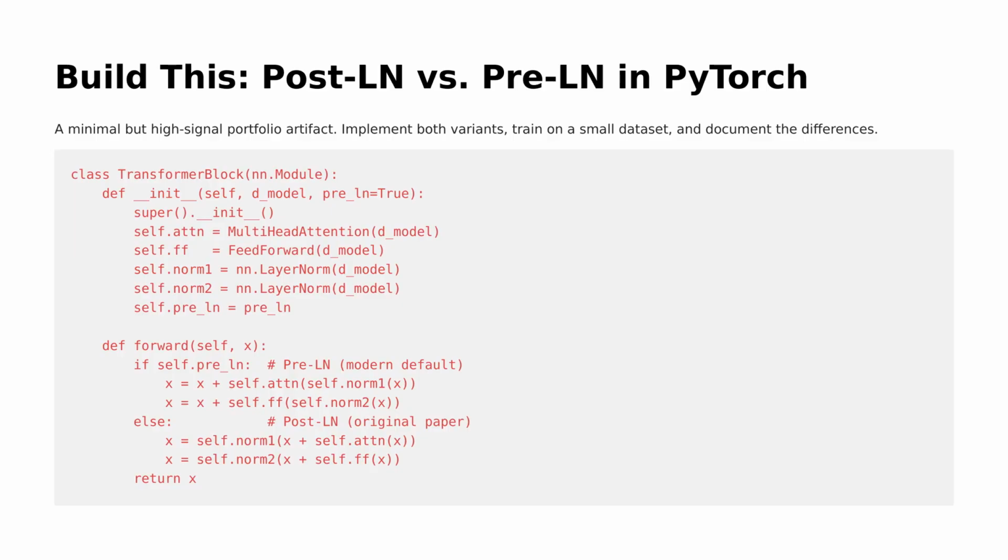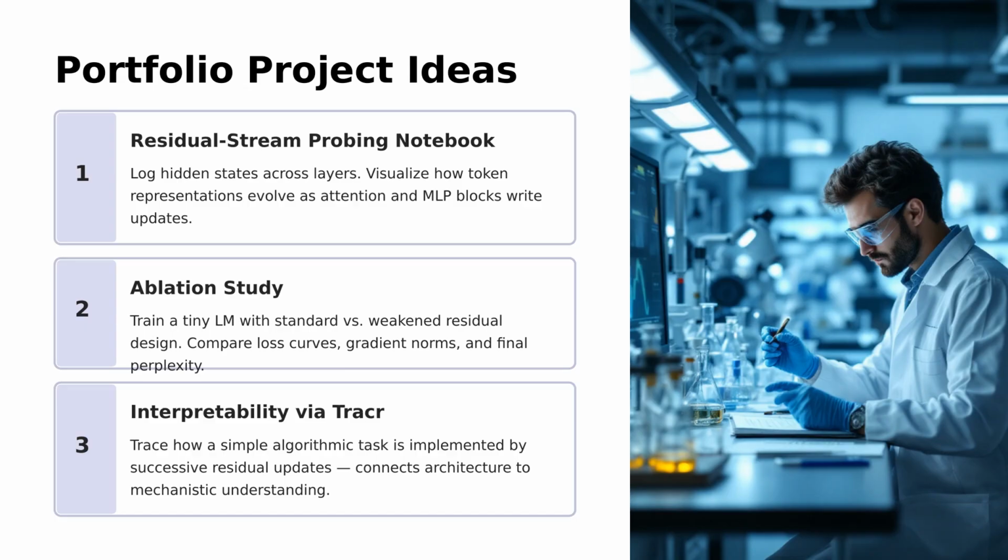Here's a strong portfolio project. Implement both pre-LN and post-LN transformer blocks in PyTorch, train them on a small dataset, and compare how they behave. The key difference is where layer norm happens, before each sublayer in pre-LN, or after the residual addition in post-LN. In practice, pre-LN is the modern default because it usually trains more stably, while post-LN is useful for understanding the original transformer design.